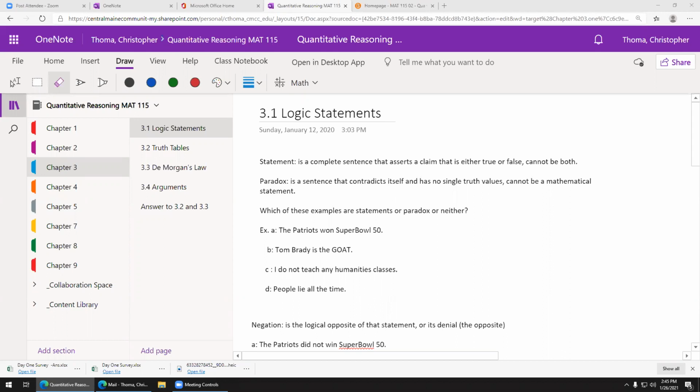So I guess I could write these down in case someone goes back and looks at the notes later. So this one is a statement.